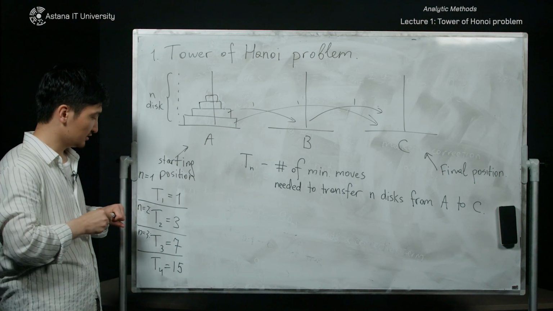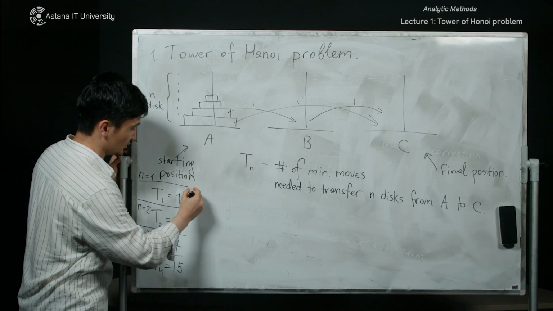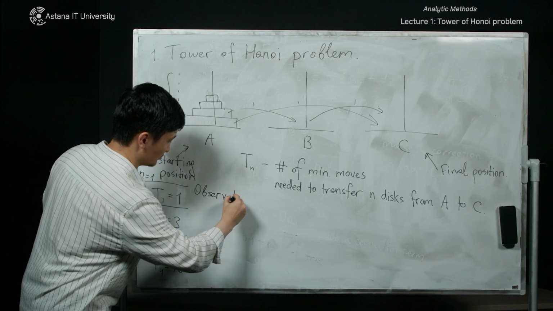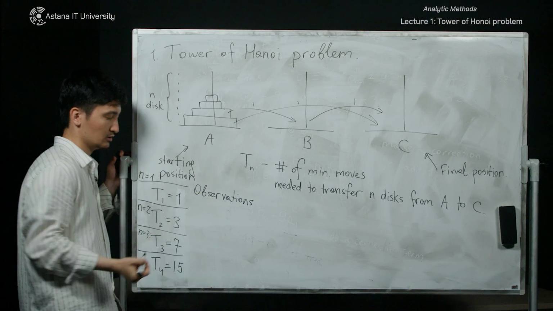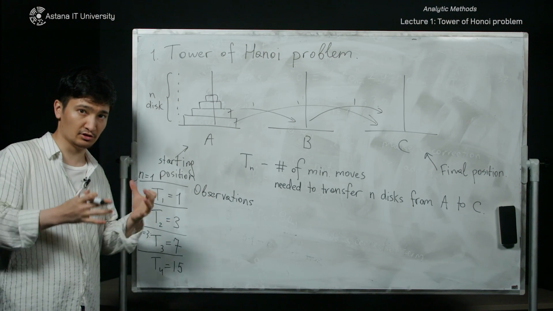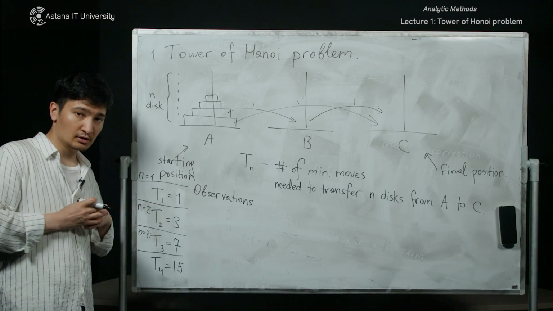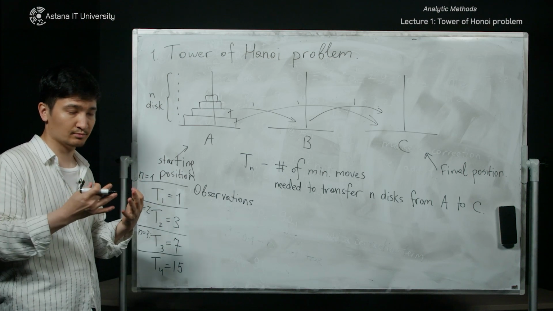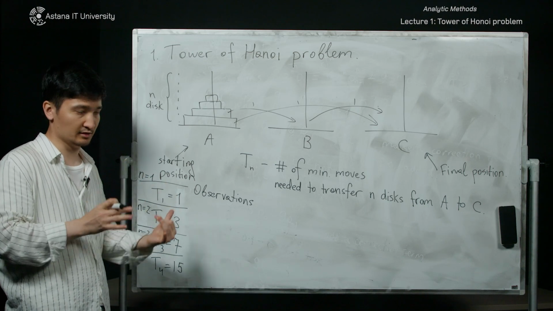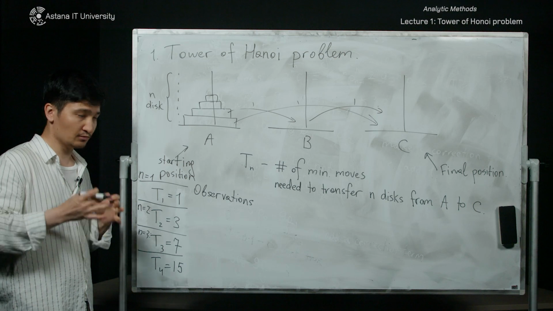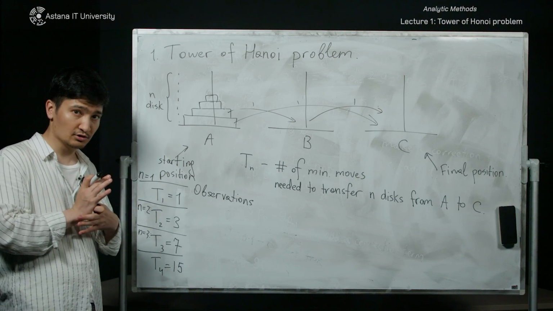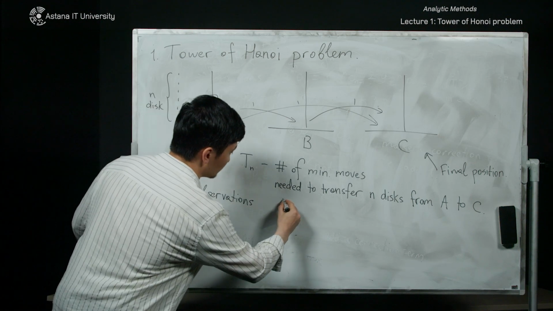This is what I call observations. Remember from the lecture, we need observations. Observations are initial data. Based on that initial data, we're going to make some guess. But before that, we have to see if there is a pattern in our data, in our observations. So first of all, I want to try to find the recursive formula.